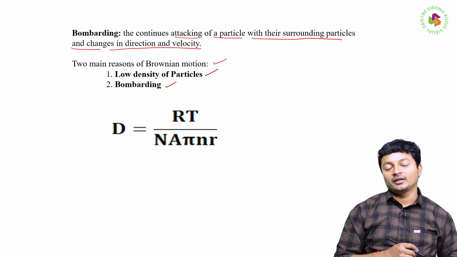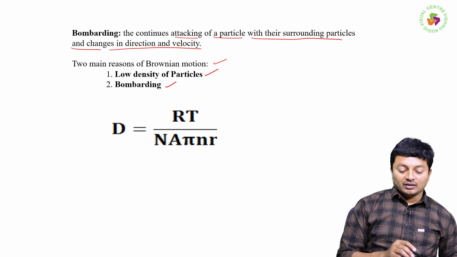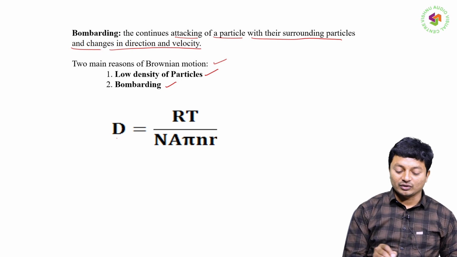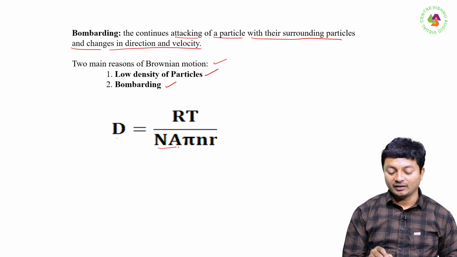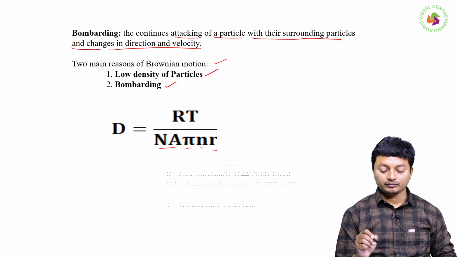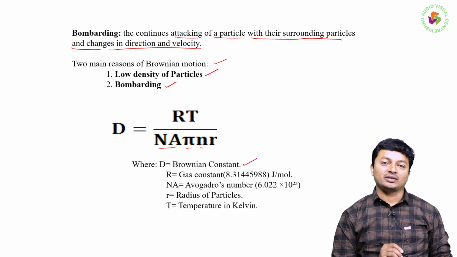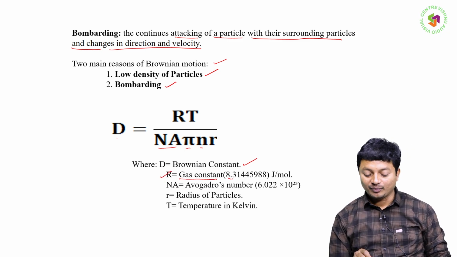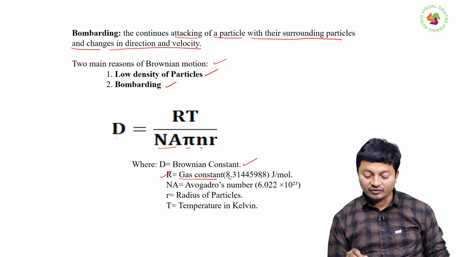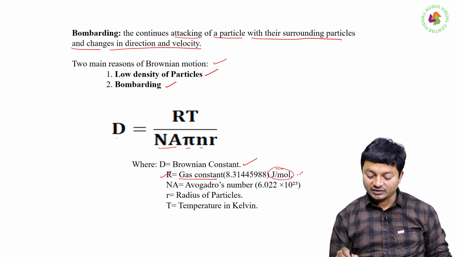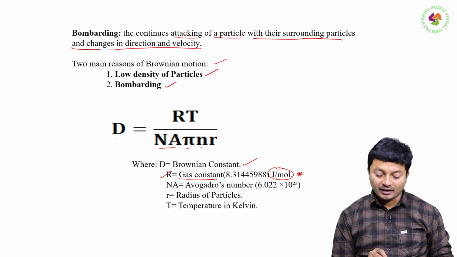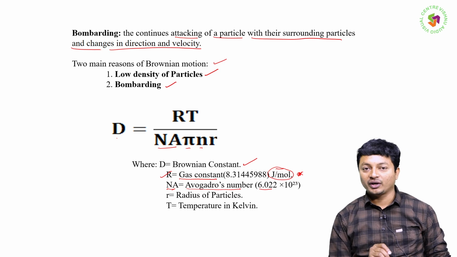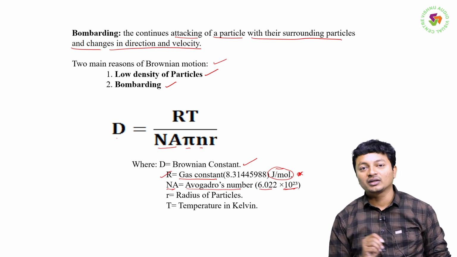So these are the two different reasons, and we can calculate the Brownian movement by using this formula, that is D equals RT divided by NA into 6 pi eta r, where D indicates the Brownian constant, R indicates the gas constant, that is 8.31445988 joules per mole Kelvin. This is important to remember, the gas constant. And NA indicates Avogadro's number. That Avogadro's number is 6.022 into 10 to the power 23.